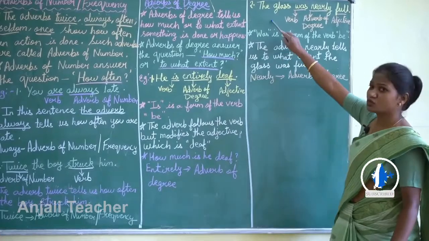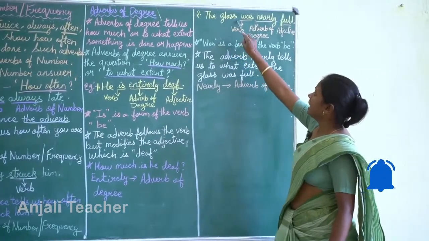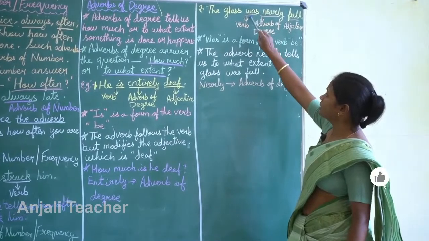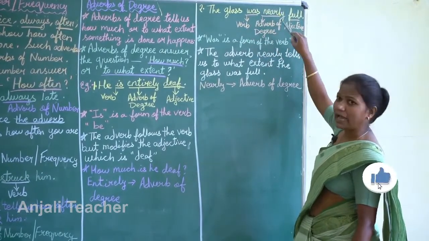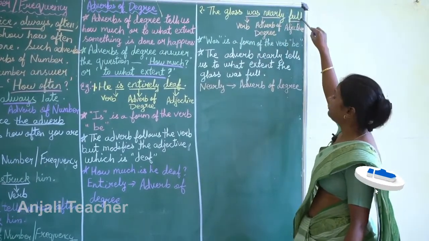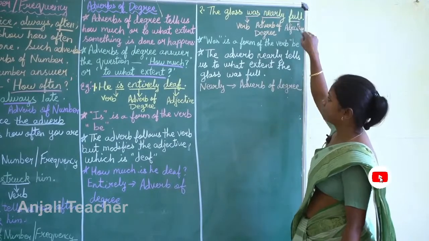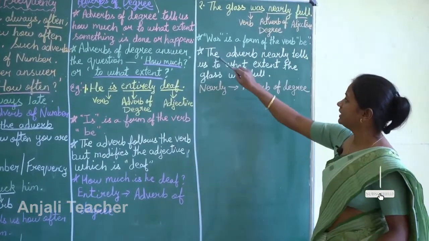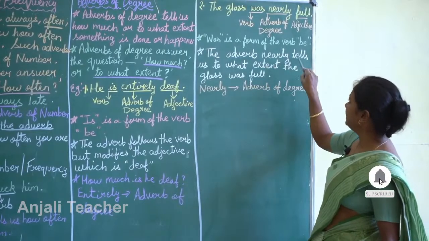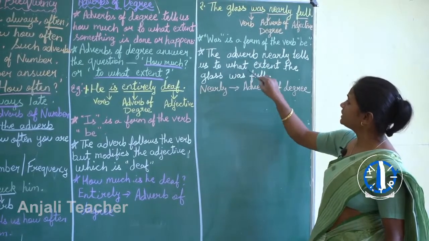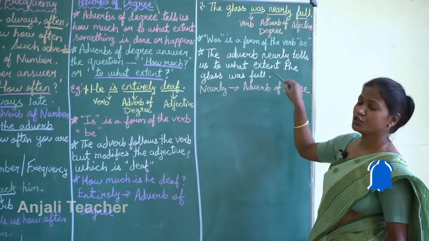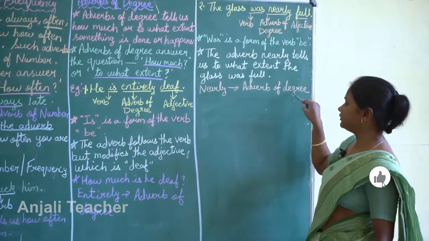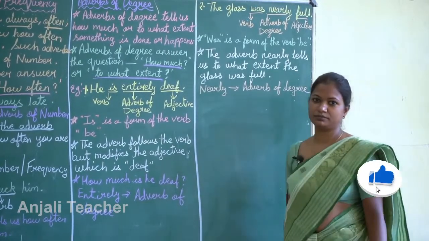Now see the next one. The glass was nearly full. Here was is the verb, nearly is the adverb of degree, and full is the adjective. Now was is a form of the verb be. The adverb nearly tells us to what extent the glass was full. It was nearly. So nearly is the adverb of degree.